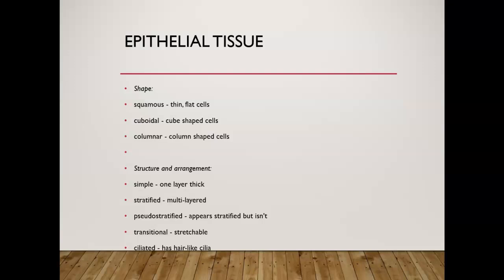Now there's an example of some columnar cells. Because of the way their nuclei are arranged, they look like they are layered, but they're not. So it's a false appearance. So we say pseudostratified. If the tissue is stretchable, we say it's transitional. And if it contains cilia, we say that it's ciliated.